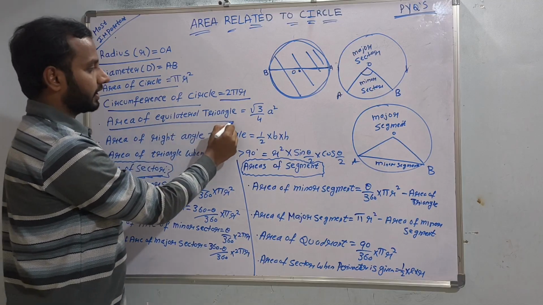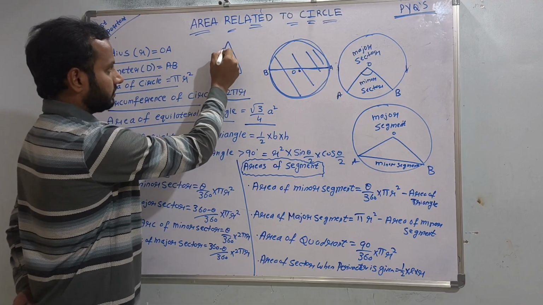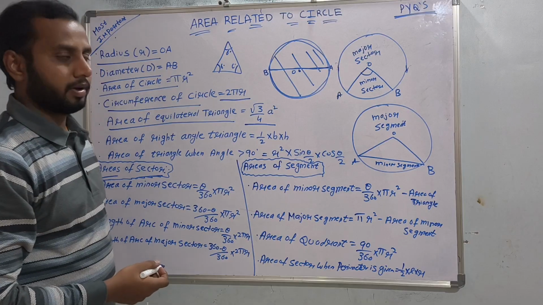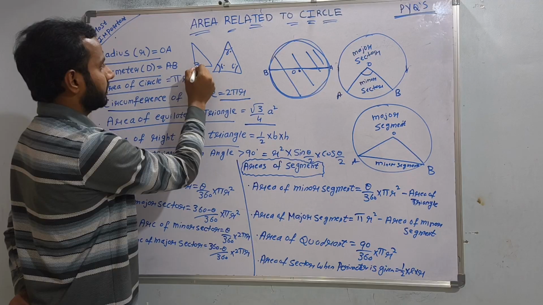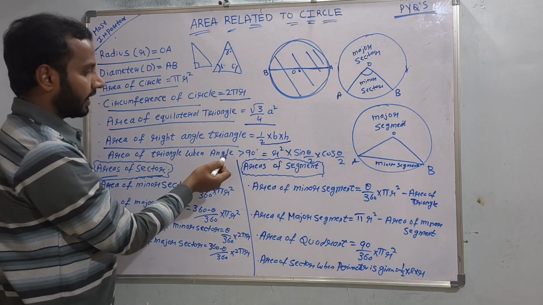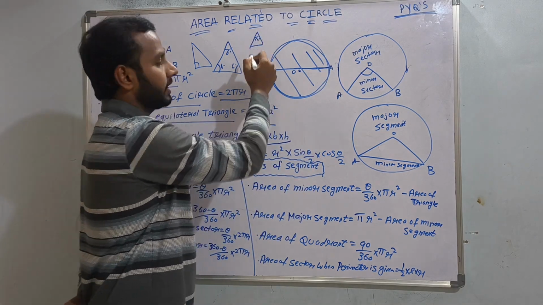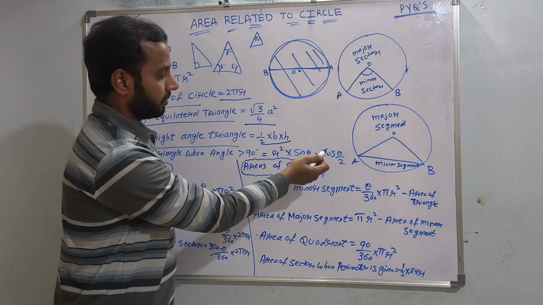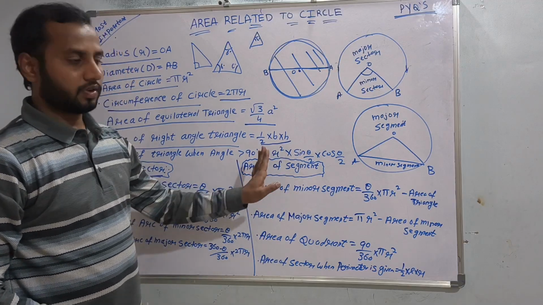To find the area of an equilateral triangle, when the angles are 60, 60, 60, we use the formula root 3 by 4 a square. Area of a right angle triangle: if the triangle is right angled, we use half into base into height. Area of a triangle when the angle is above 90 degree, for example 120 degree, we use the formula r square into sin theta by 2 into cos theta by 2. This is a very rare case, only in 1 or 2 questions we will use this formula.